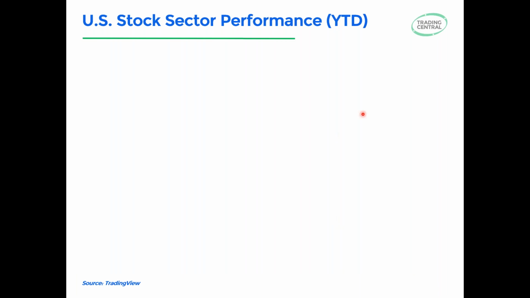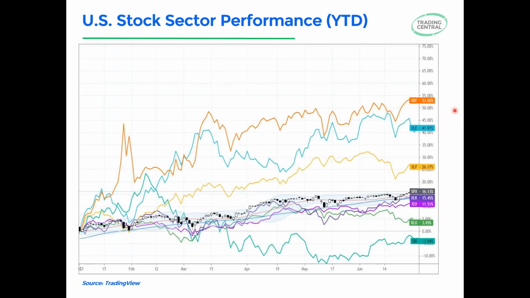So this is what I'm going to show you. This one is very interesting. Which one do you think will be the top performing stock sector, I mean, year to date? Do you know what is XLT, XLE, XLF? Okay, I'll show you.